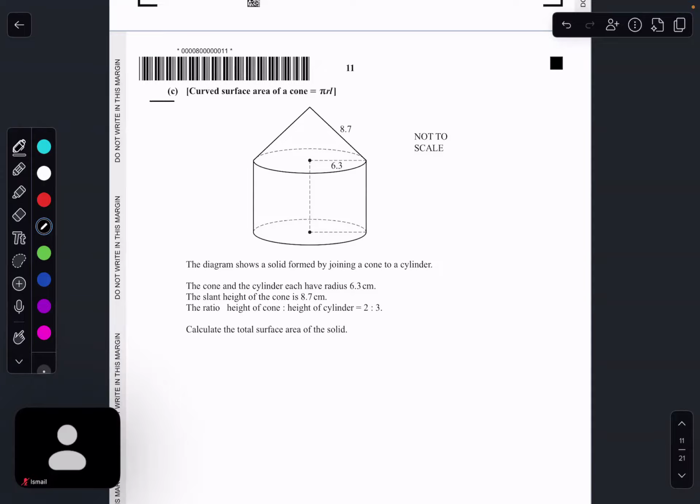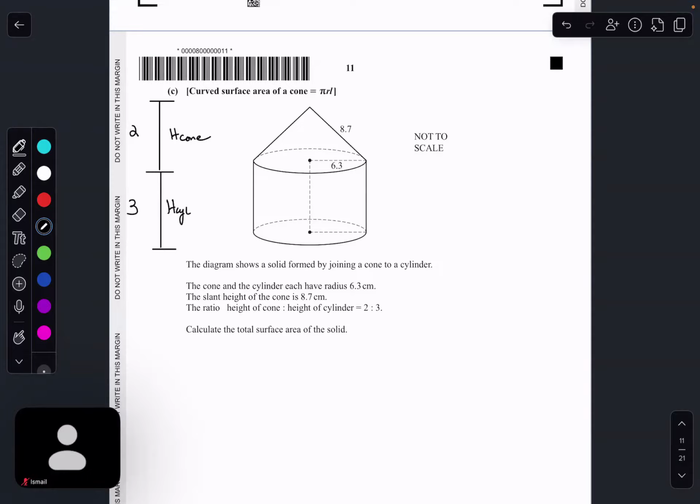Okay, let's say this is height of cone, and this is the height of cylinder. This is 2 parts and this is 3 parts. Okay, it will be split like this. Calculate the surface area of the solid. So let's figure it out.